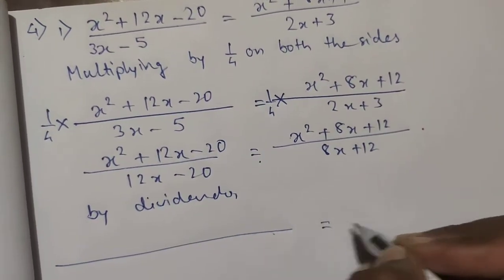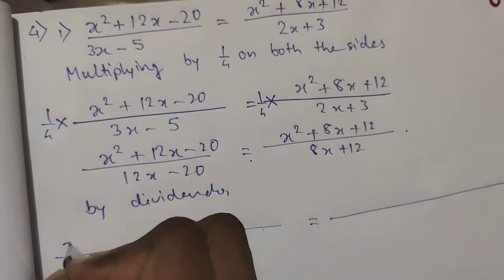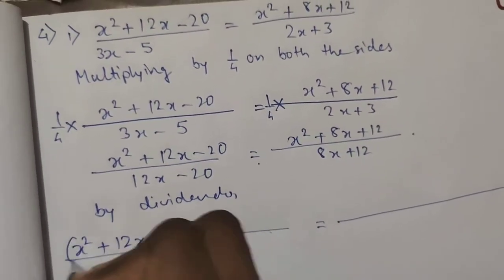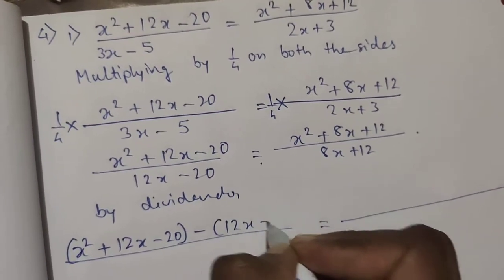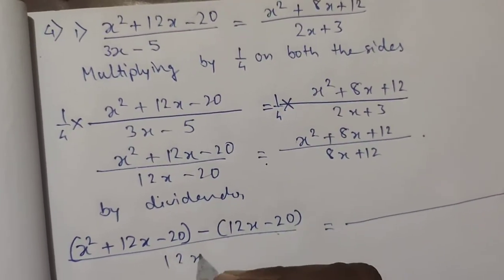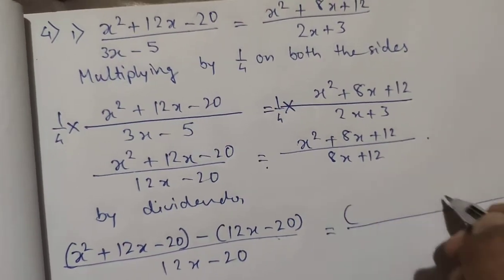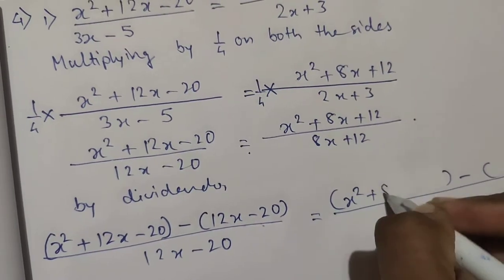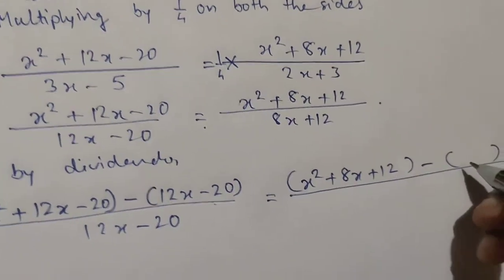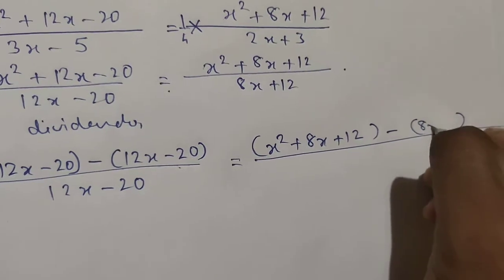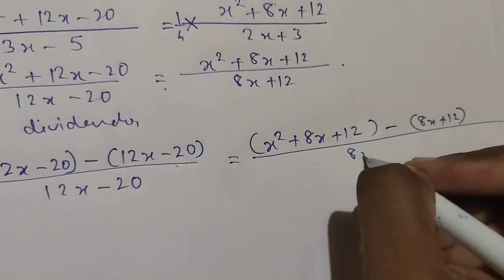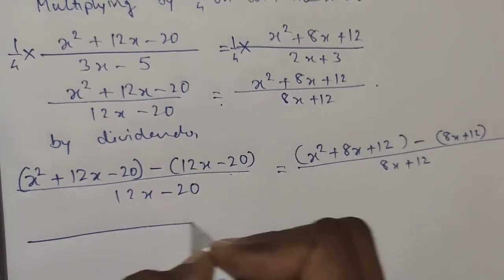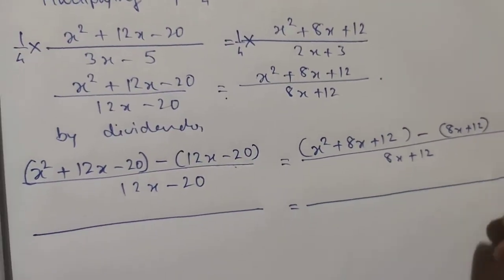Okay, let us see what we are going to get after doing dividendo. What is dividendo? Keep your numerator as it is, then minus the denominator. Okay, and your denominator will be as it is. This is what dividendo we are going to do. So your numerator minus denominator, that is 8x plus 12. Here also same thing, 8x plus 12. Now in the next step you are going to open the brackets and see what we are getting here.